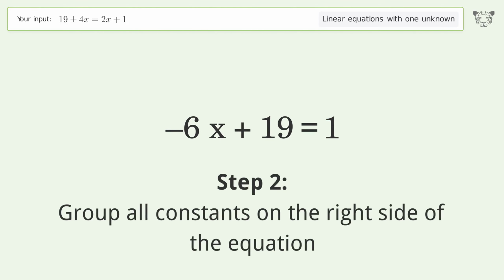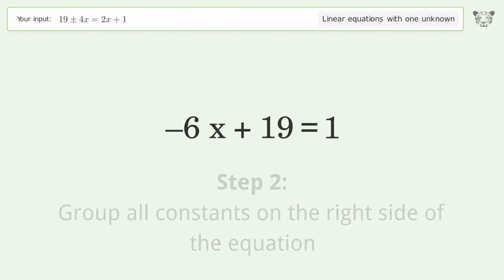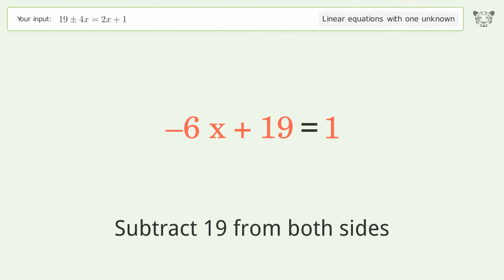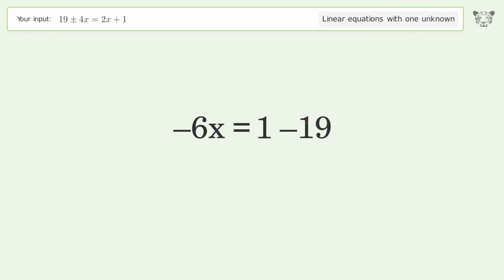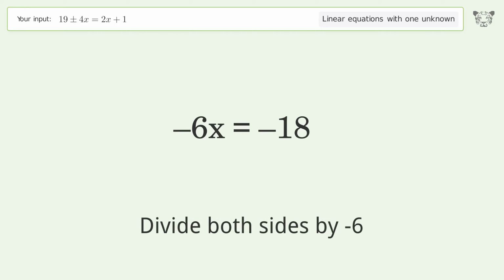Group all constants on the right side of the equation. Subtract 19 from both sides. Simplify the arithmetic. Isolate the x. Divide both sides by -6.